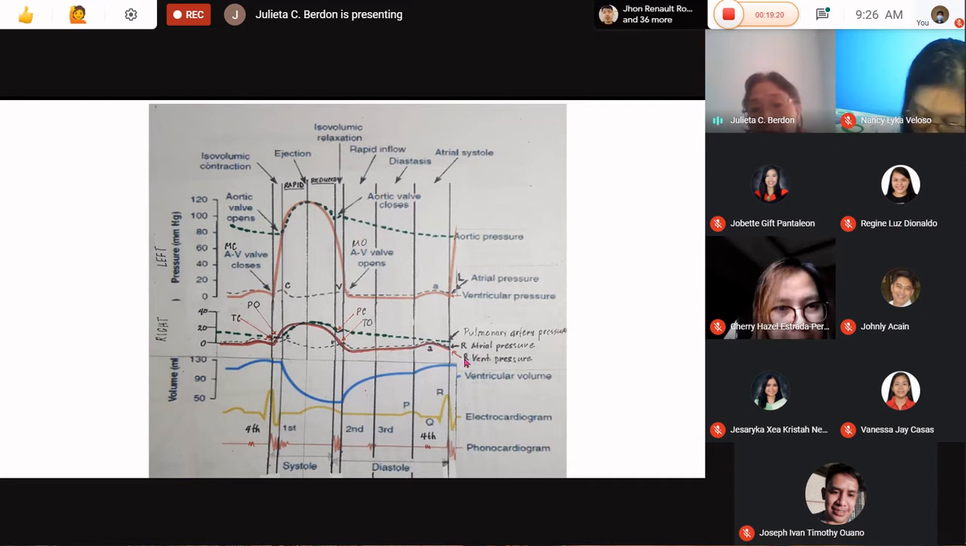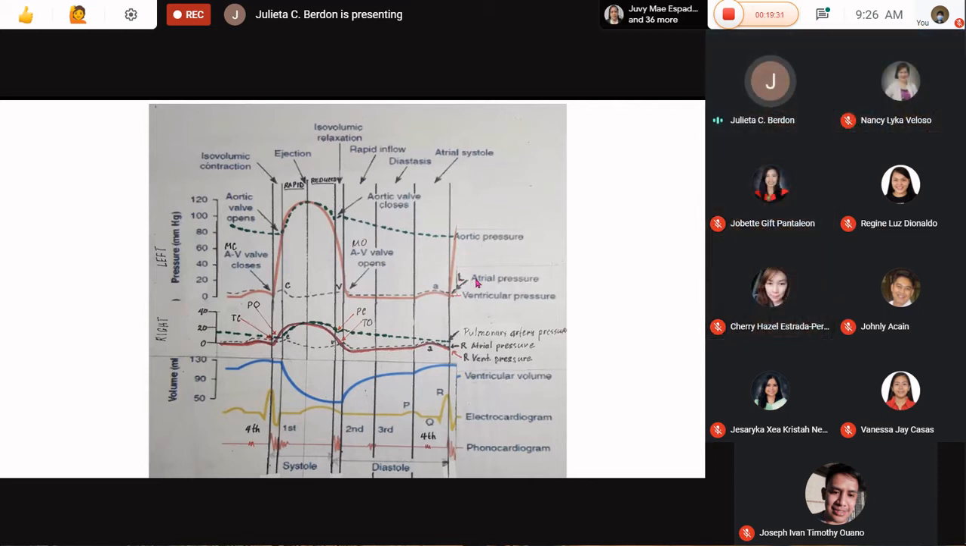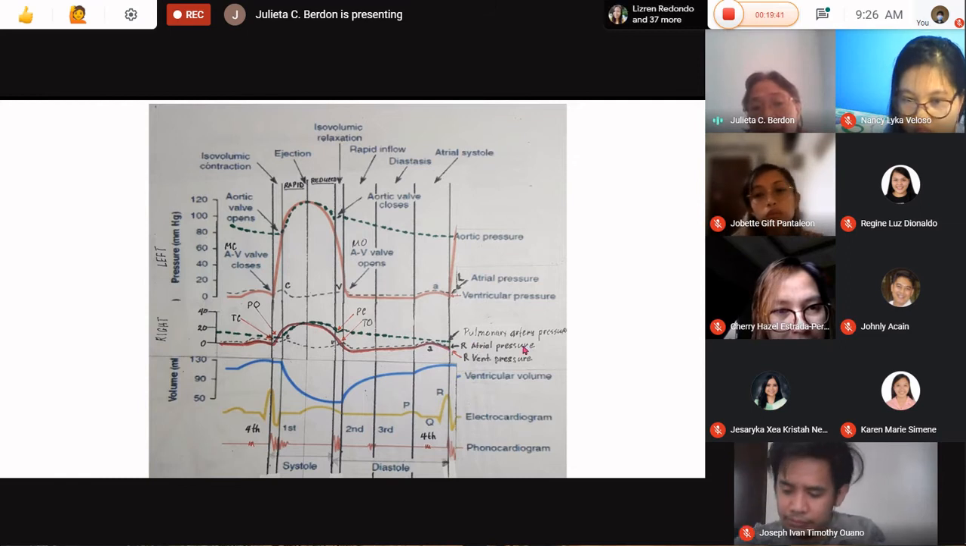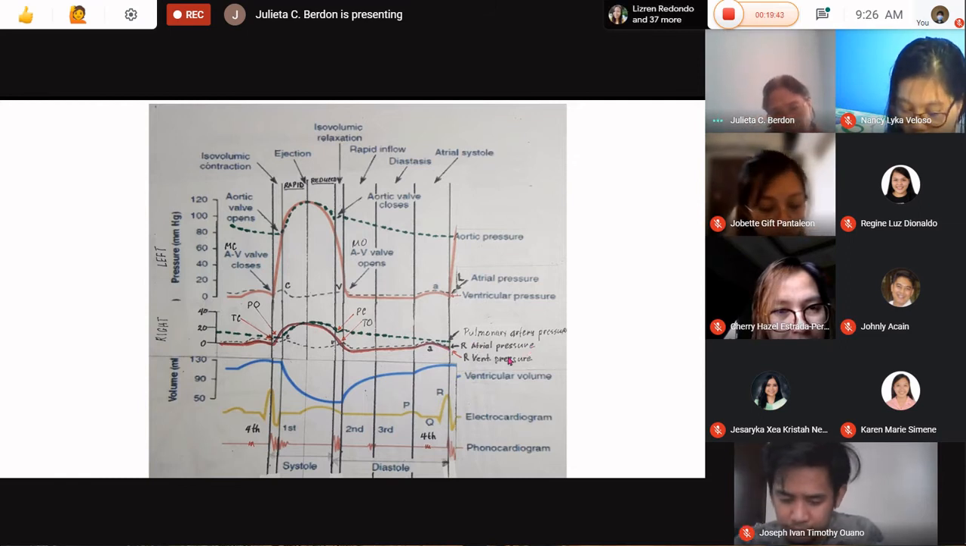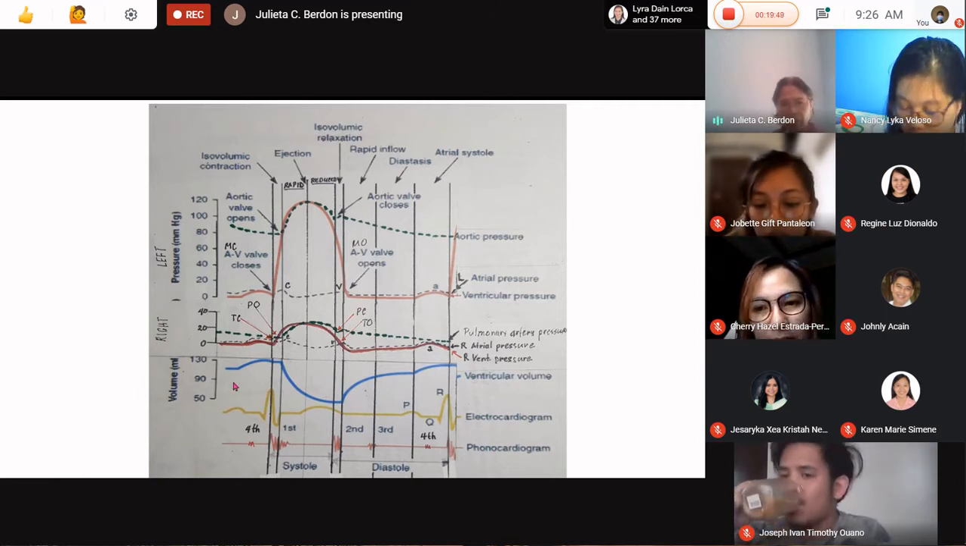Then the black dotted line, this one, is what? Left atrial pressure, while the black dotted line here represents right atrial pressure. And this one, as I said, represents ventricular volume. Now, is it clear in your head?